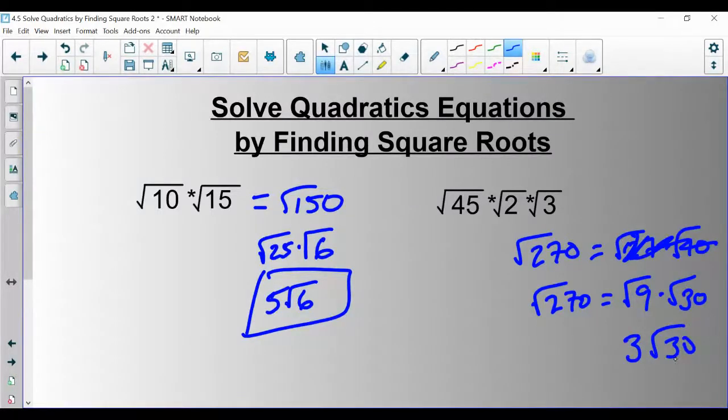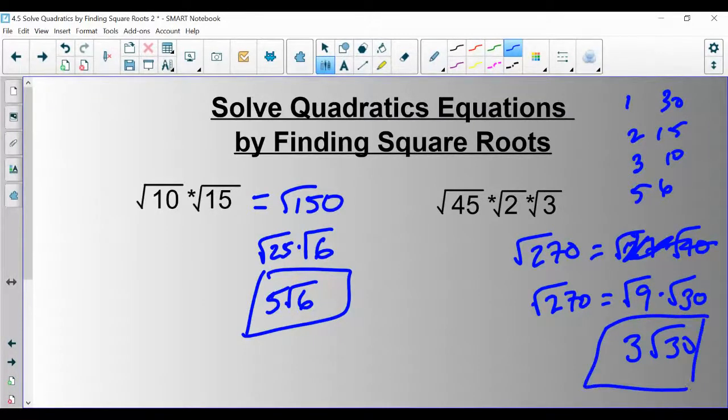But then we have to look at 30 and make sure that that number doesn't have any perfect square factors. And it doesn't look to me like it does, right? The factors of 30 would be 1 and 30, 2 and 15, 3 and 10, and 5 and 6. None of these numbers are perfect squares. So then 3 root 30 would be simplified.